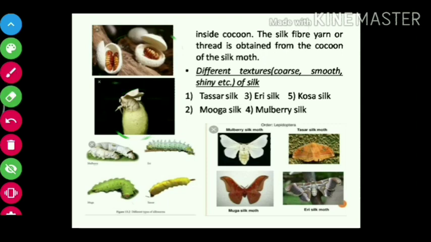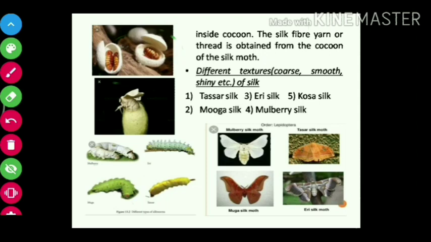Like that silk moth used to come out. Next, different textures means coarse, smooth, shiny. Coarse means how much rough is there, smoothness, how much smoothness or shiny of silk. So different types of silk are obtained from different types of silk moth.